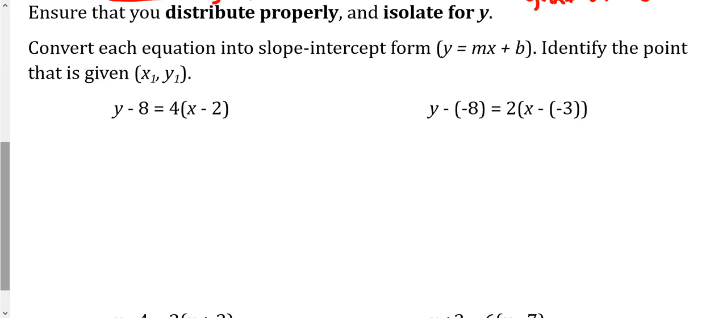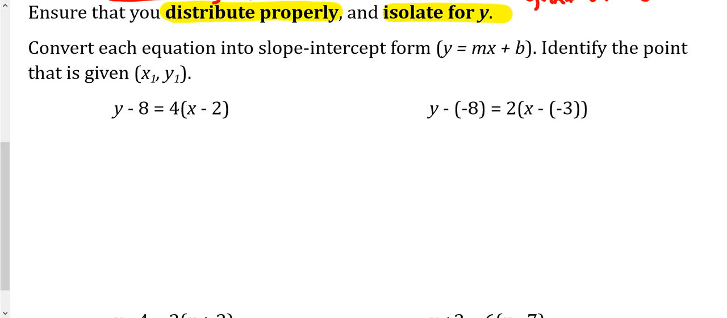So let's try these next two. These are given in point-slope form, and we want to convert them into slope-intercept form. All right, so we're going to do the same thing. We're going to make sure we're distributing properly. A couple of key tips here. Back to that AN4, how do I multiply a monomial by a binomial? And then I want to make sure I'm getting y by itself so that it looks like that slope-intercept form we're used to.